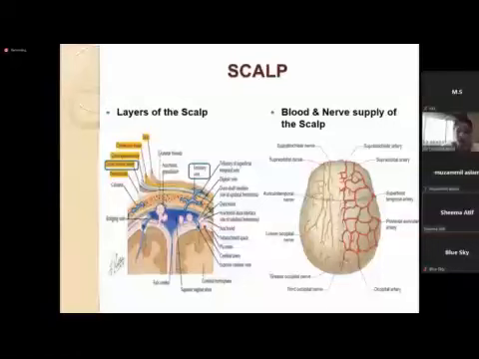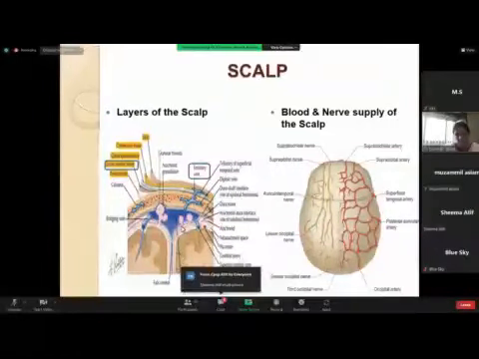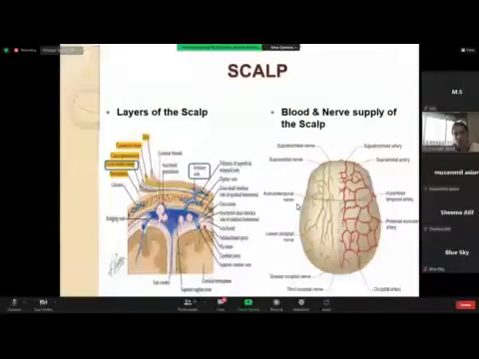Now coming to the blood and nerve supply of the scalp. When we talk about the nerve supply of the scalp, from anterior to posterior, we have the supratrochlear nerve, supraorbital nerve, auriculotemporal nerve, lesser occipital nerve, greater occipital nerve, and third occipital nerve.